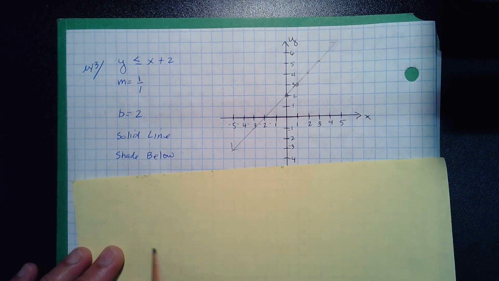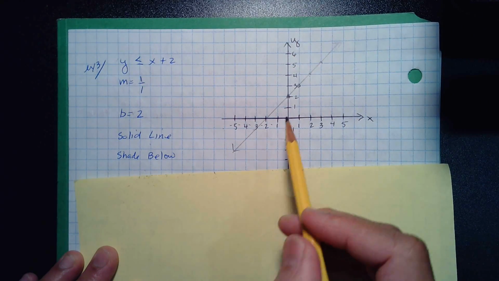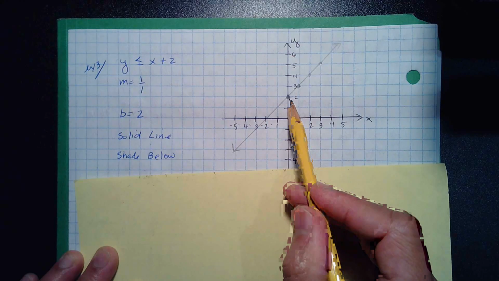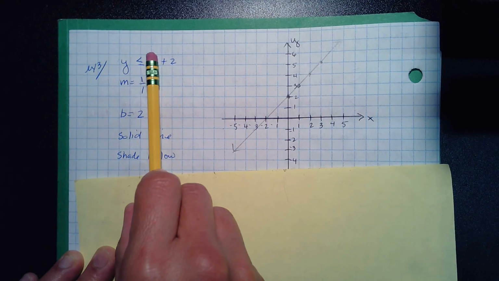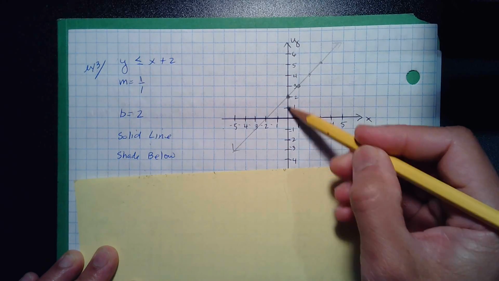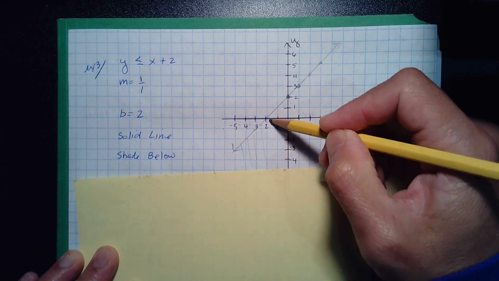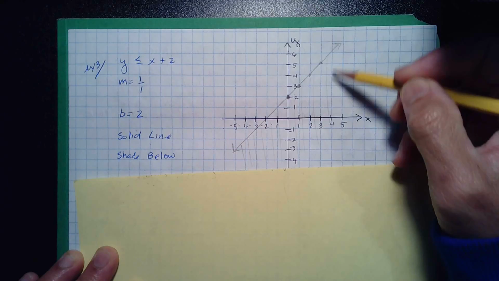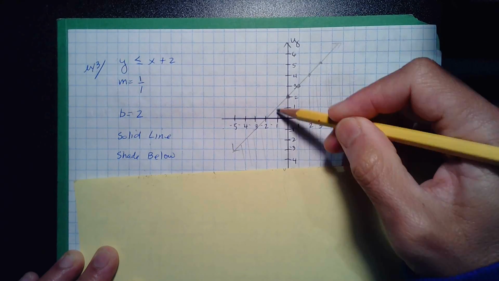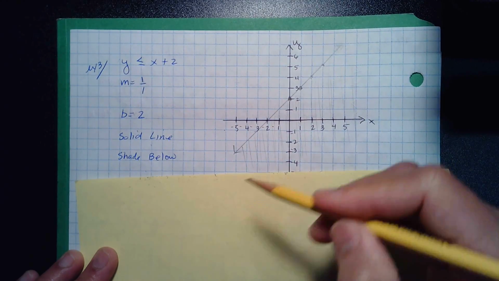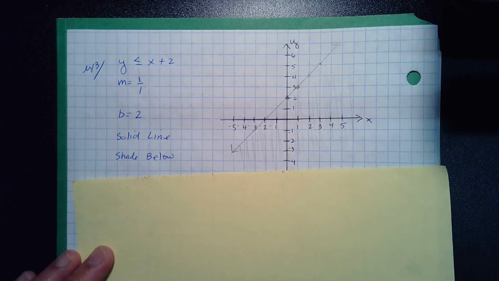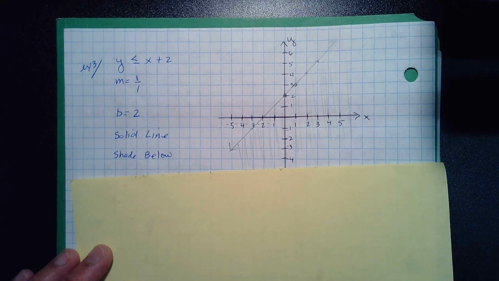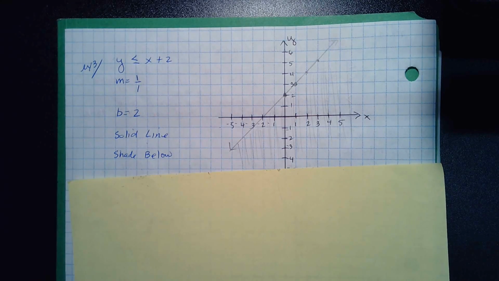And now we said we shade below the y-intercept. So the y-intercept is 2. We shade below. So this is what you call shading. All right. So that's example 3.